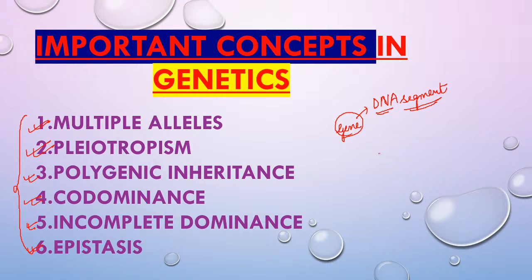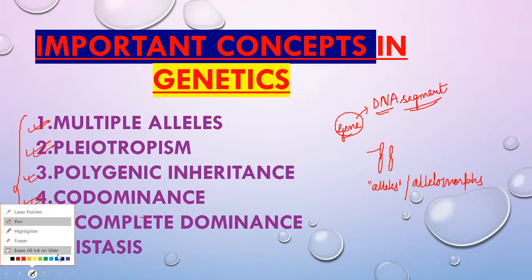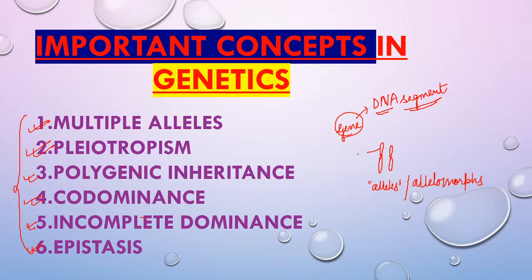Okay. Now we can draw a gene. How can we draw the gene? We can draw the gene like this. A gene has two parts, and these two parts are known as alleles, or we may also say allelomorphs. This one is the first allele, whereas this one is the second allele.